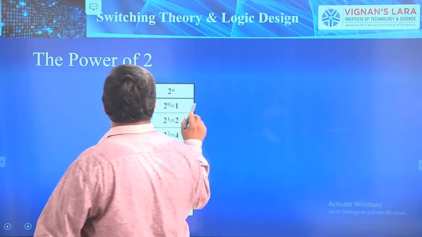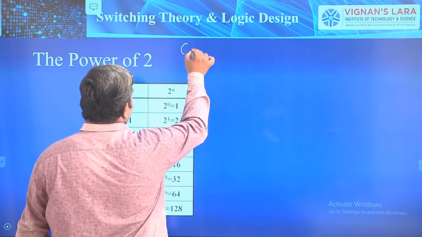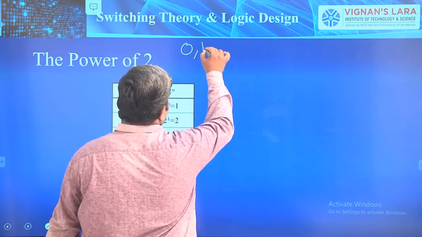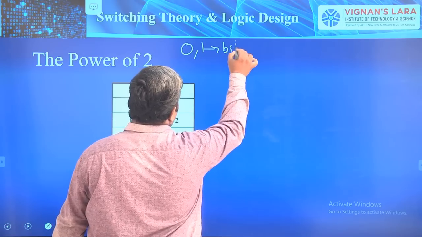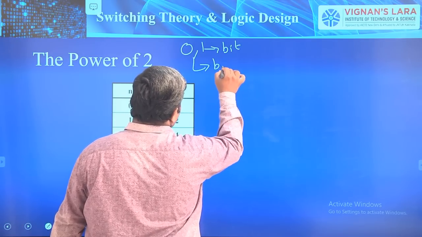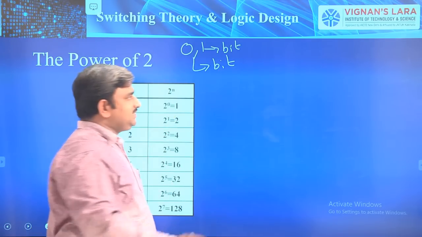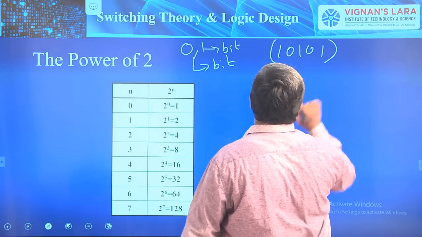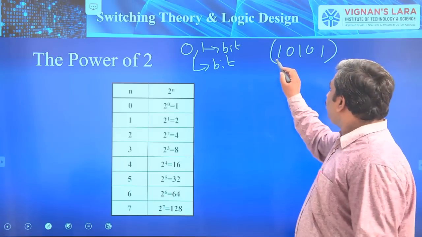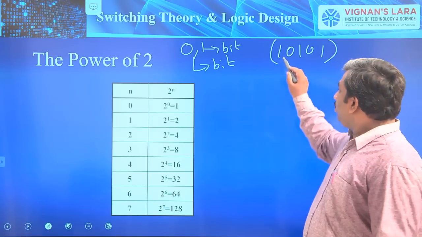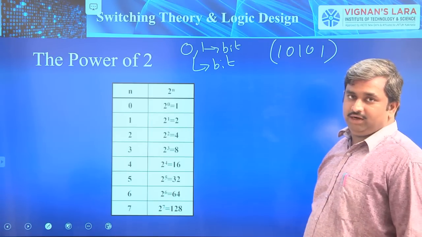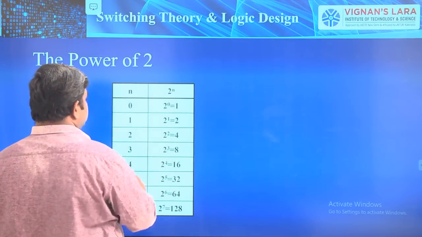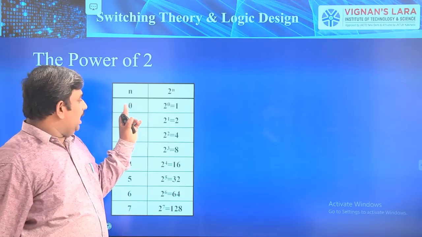First, in the digital side, if you have 0 or 1, either one is called a bit. 1 is called a bit and 0 is also called a bit. For example, I have 10101. In this group, how many bits are available? Total 5 bits are available here.